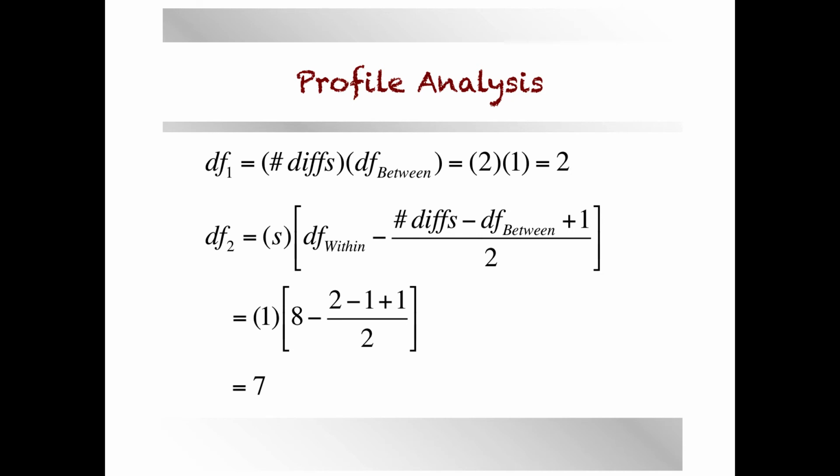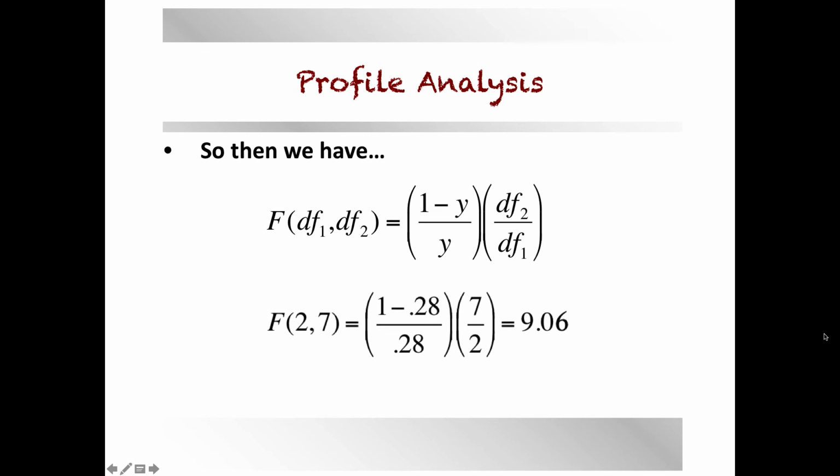So our degrees of freedom 1 is 2 multiplied by 1. The second value is degrees of freedom within, 8. That is your 10 total people minus 2 groups, which gives you 8. The degrees of freedom between was 1, as we mentioned, so this comes out to 7. So we've got 2 and 7 for our degrees of freedom. We plug those into the formula like so.